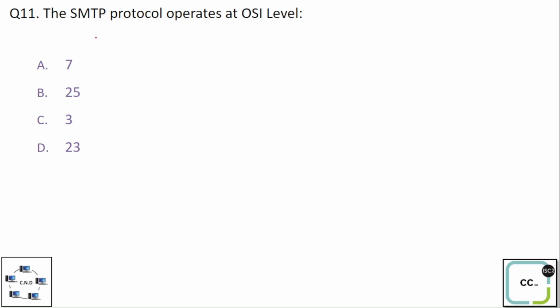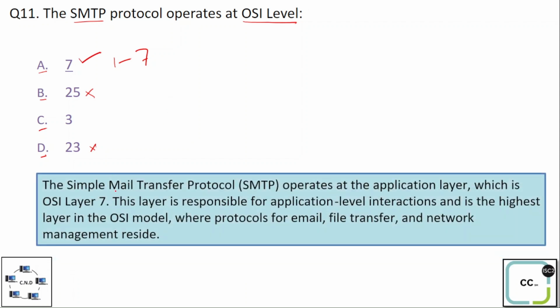Question number 11. The SMTP protocol, that is Simple Mail Transfer Protocol, operates at which OSI layer? And the options are option A, 7, option B, 25, option C, 3, and option D, 23. So option B and option D are of course not correct, because there are a total of 7 layers ranging from 1 to 7. So we are left with these two options. And the correct option is that SMTP, Simple Mail Transfer Protocol, operates at layer 7.